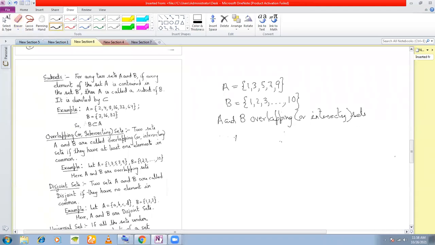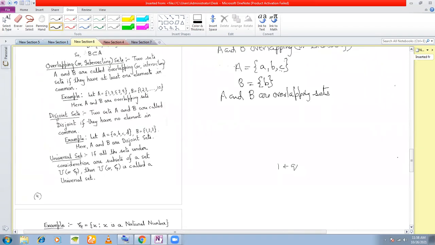I give you another example. Suppose A is equal to some set and B is equal to another set. Are these two sets overlapping sets? Yes, these two are overlapping sets because if you see, B is common to A and B. So even if I get one simple element as common between two sets, we can say that A and B are overlapping sets. Okay. So that there goes the definition of overlapping sets.